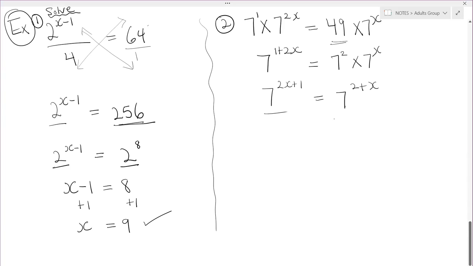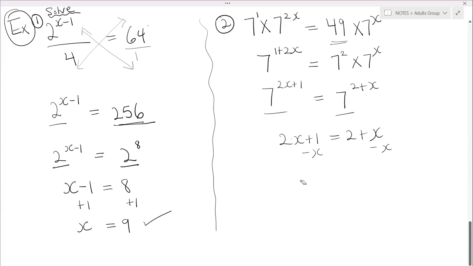So again, once they are in the same base, the powers will have to be equal to each other. So that will be 2x plus 1, which will be equal to 2 plus x. Now, what I'm going to do is solve for the x's. So I have to put all my x's on one side. So I'm going to subtract x from here and subtract x from here. So 2x subtract x, which we already know how to do, 2x subtract x is 1x or just x.